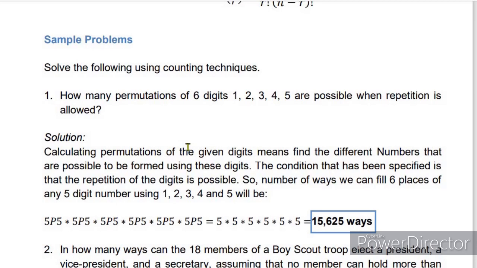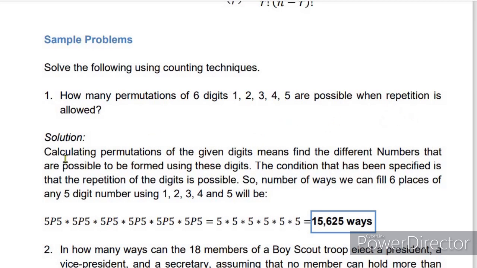Next are the sample problems. We will now apply those formulas in solving problems. Solve the following using counting techniques. Number 1: How many permutations of 6 digits 1, 2, 3, 4, 5 are possible when repetition is allowed? We are asked to get the number of ways we can arrange these given elements 1, 2, 3, 4, 5 to form 6 digits, with repetition allowed.